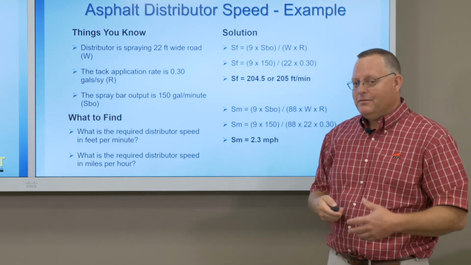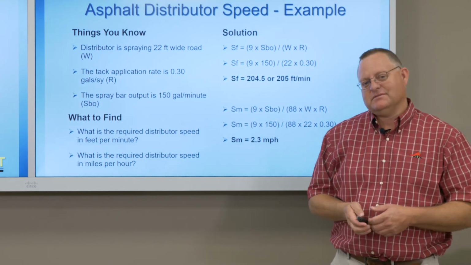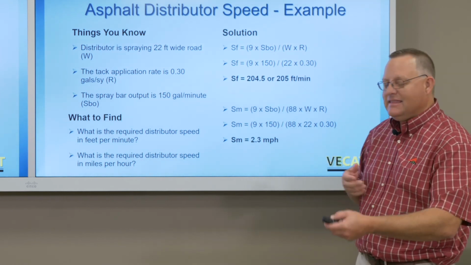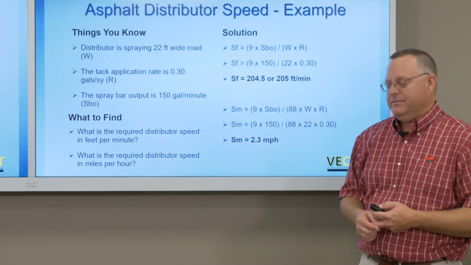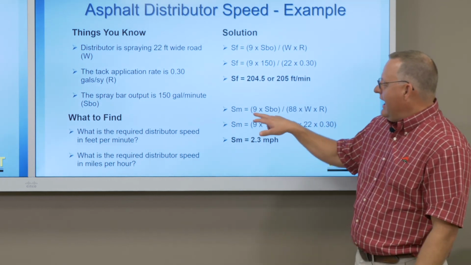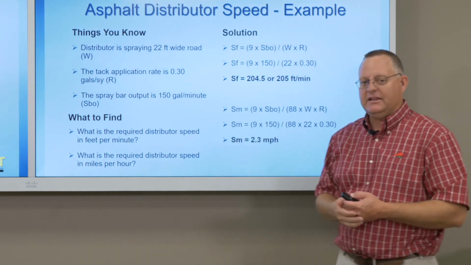As we all know, some vehicles don't have feet per minute speedometers in them. They have miles per hour. So let's take that same equation and determine how many miles per hour they need to be driving. So we still have our 9, our spray bar output of 150 gallons per minute.